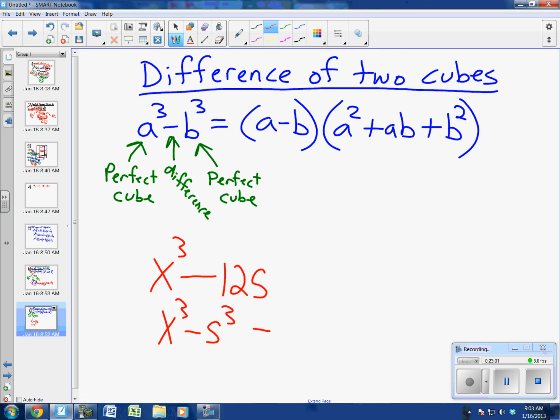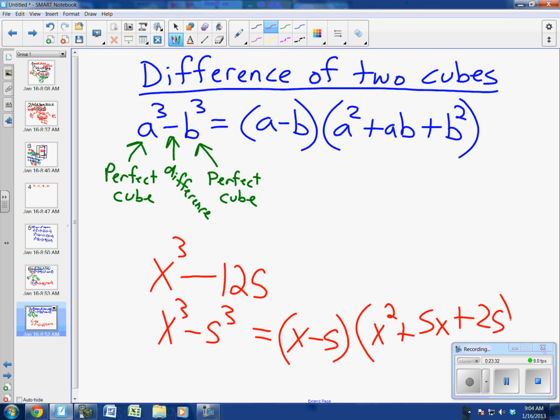So a is x and b is 5. Wherever there's an a, I'm going to put an x. Wherever there's a b, I'm going to put a 5. So my first factor is x minus 5. Got it? And then x squared, because a is x, b is 5, x times 5 is 5x, plus 5 squared, which is 25. Think you guys got that?